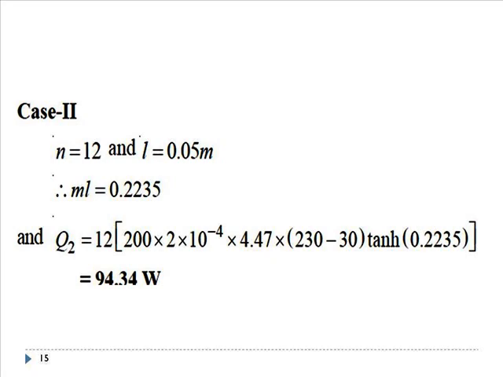Based on that, we can see that when we go for the second arrangement, we get more heat transfer, or more heat dissipation. The purpose of using the fin is to dissipate more and more heat from the system to the surrounding, and hence we can conclude that we have to go for 12 fins with 5 centimeter length. I hope this is very much clear to you.